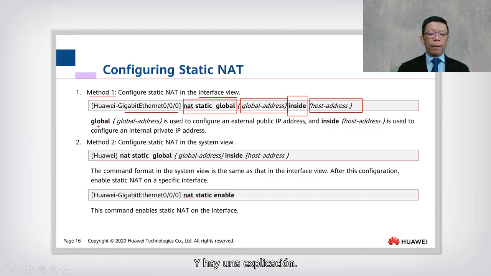192.168.1.x. So here we have an explanation. Global, which is a global address, is used to configure an external IP, and inside is used to configure the internal private IP address. Now there are two methods, as I mentioned.